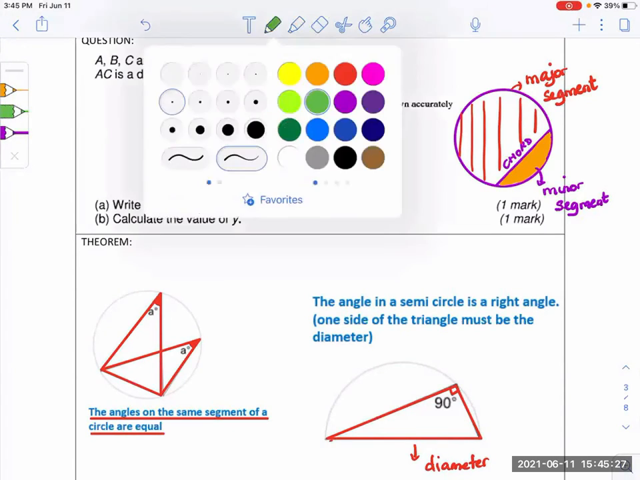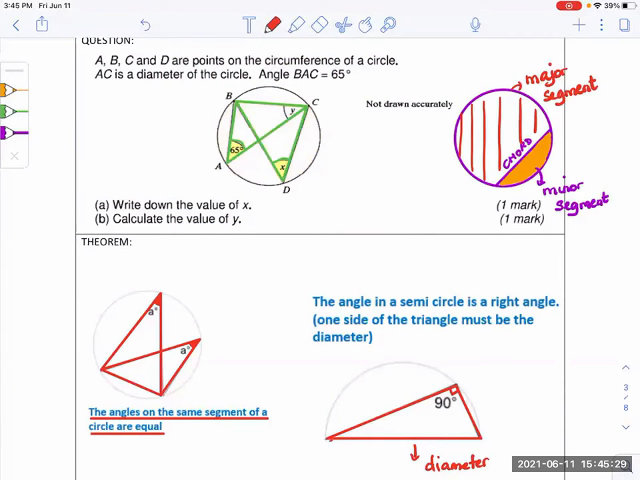All right. If I were to tell you that X is 65 degrees, would you all agree? Yes, miss. What would the reason be? Angles on the same segment are equal. Do you all see that? Yes, miss. Now, we are not finished yet. We find X and we find Y.